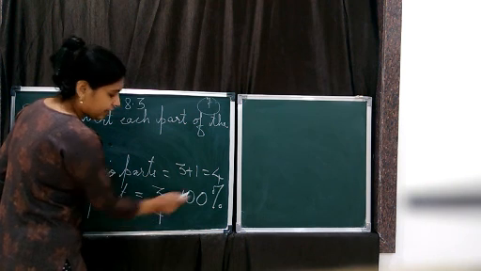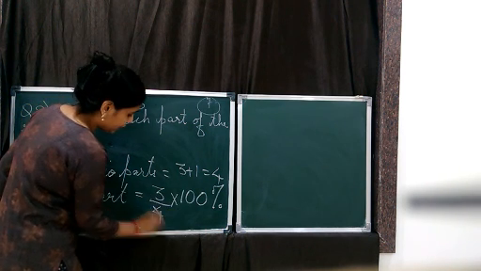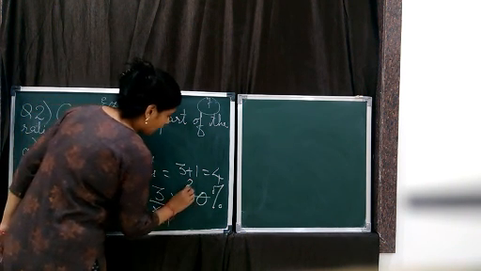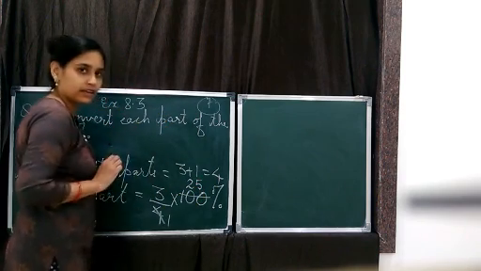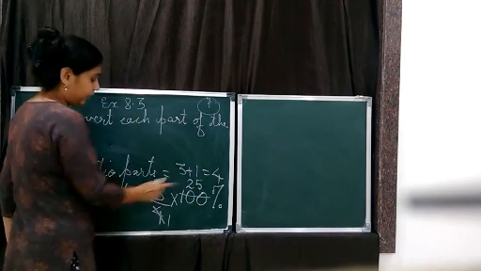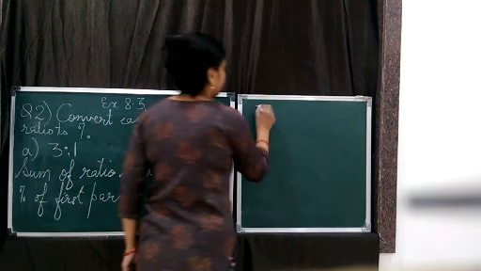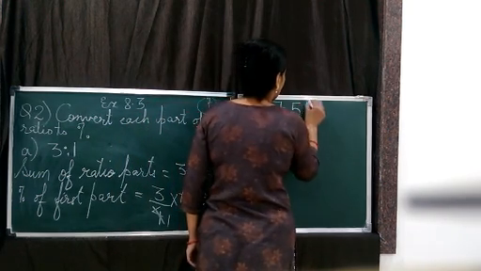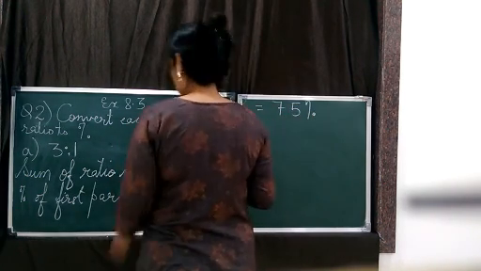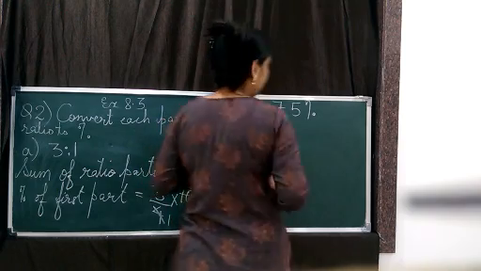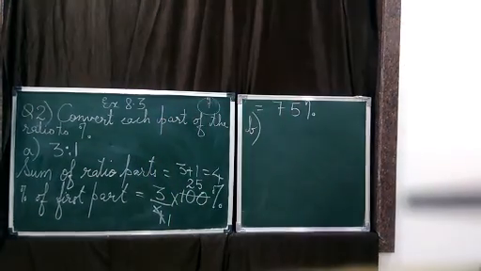Then we divide 4 and 100. So 4 ones are 4 and 4 25s give us 100. Then 3 into 25 gives us 75%. Okay, this completes A. Then we start B.